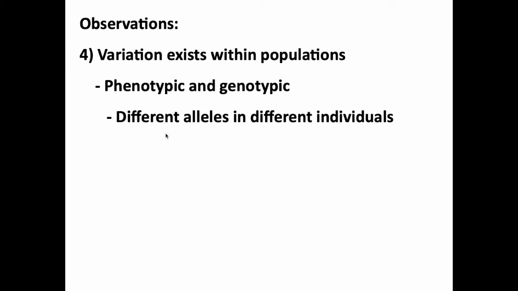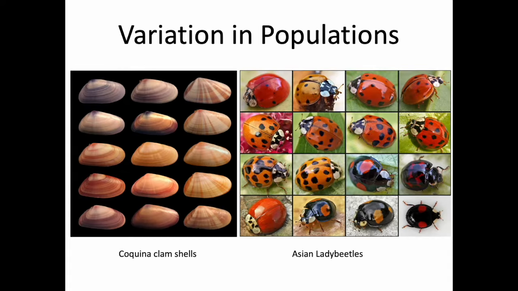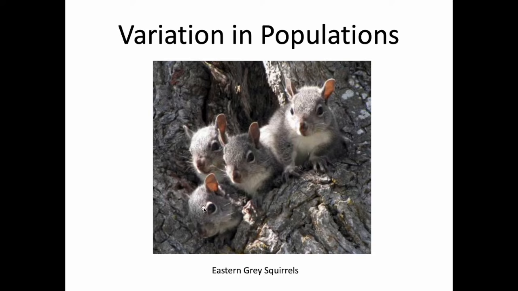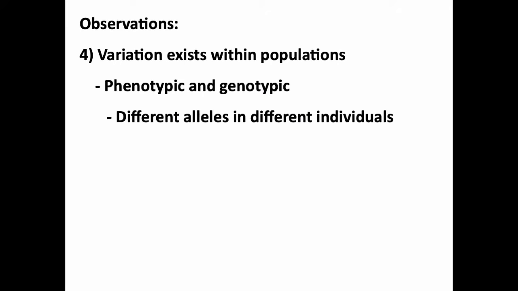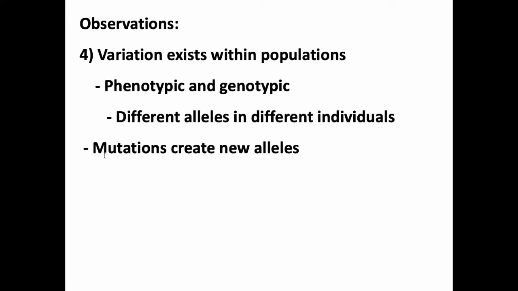Another way to say that is that there are different alleles in different individuals. Obviously, this clam has different alleles than this clam. That's how we have different phenotypes on their shells. But within these squirrels, they're not too obviously different, but there are going to be different sets of alleles within these different individuals, just like there are different sets of alleles among us. So we have variation. Why? Well, this variation comes from mutations.